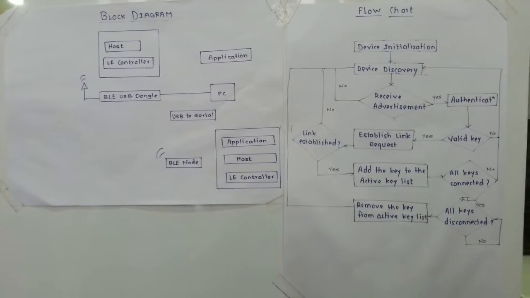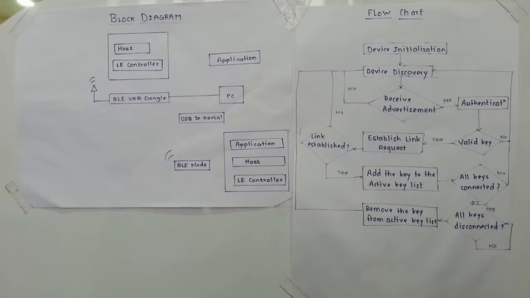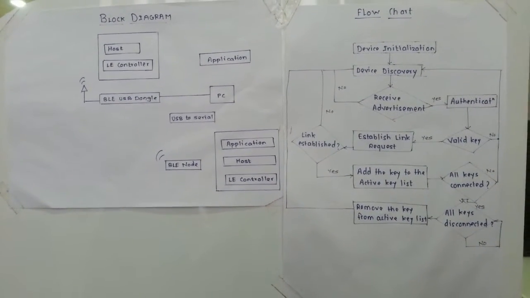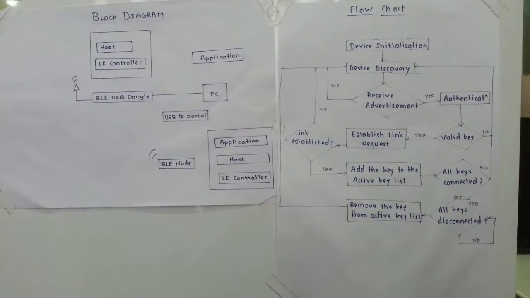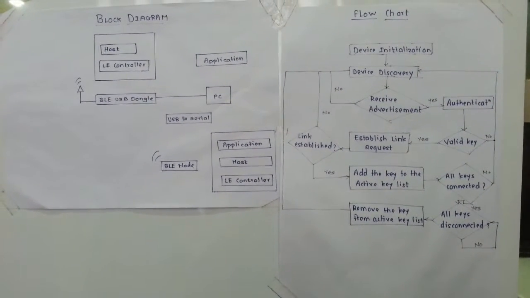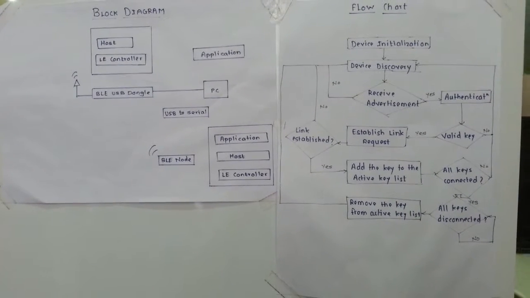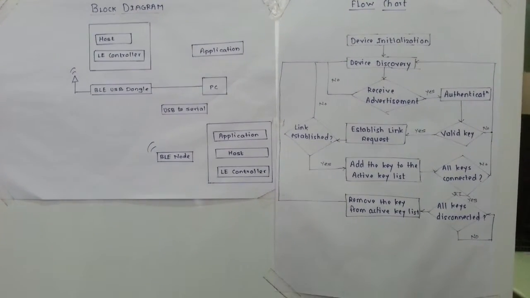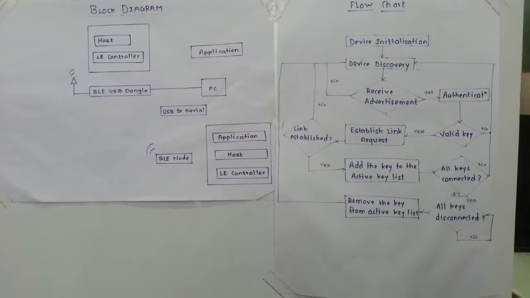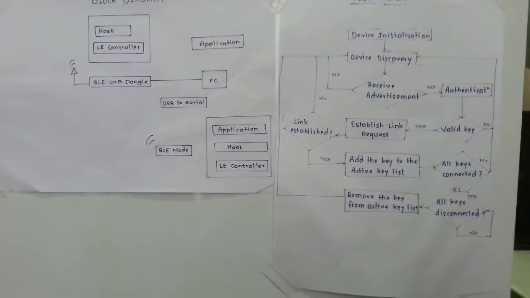In the flowchart, when we power on the keys using a coin cell battery, these keys periodically send advertisement packets on advertising channels, and the master, which is the USB dongle in our kit, scans the advertising channel periodically.